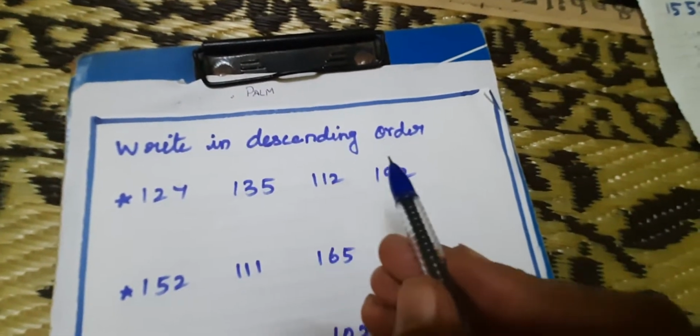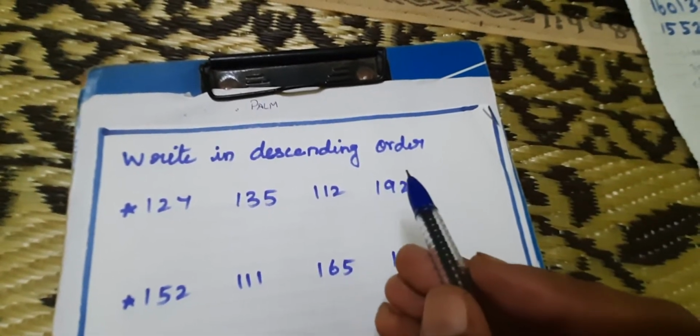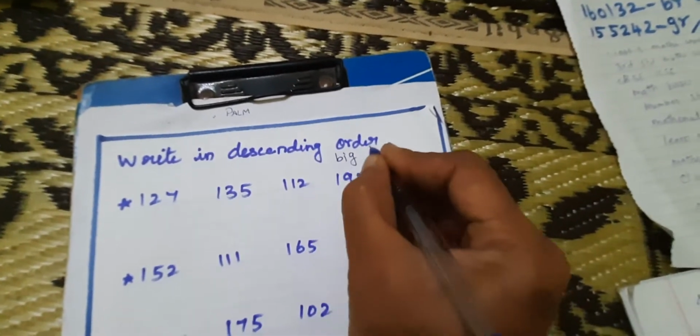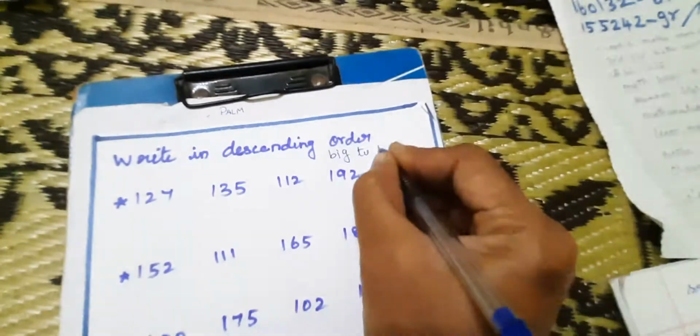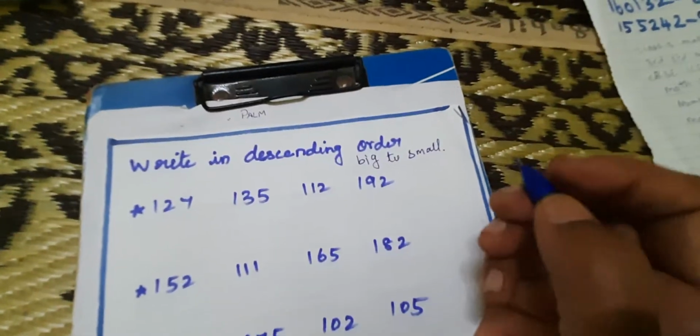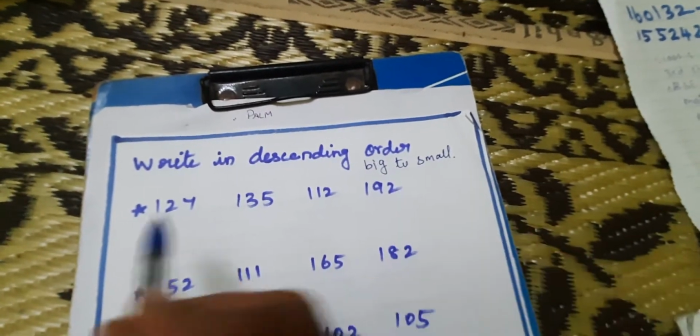Write in descending order. Descending means big to small. Big to small. Descending means big to small. Write in descending order. Big to small.